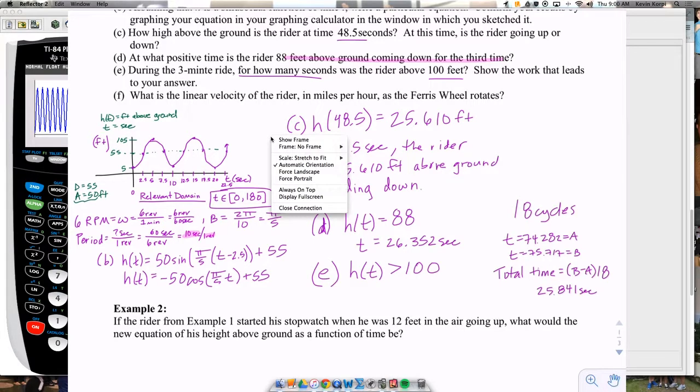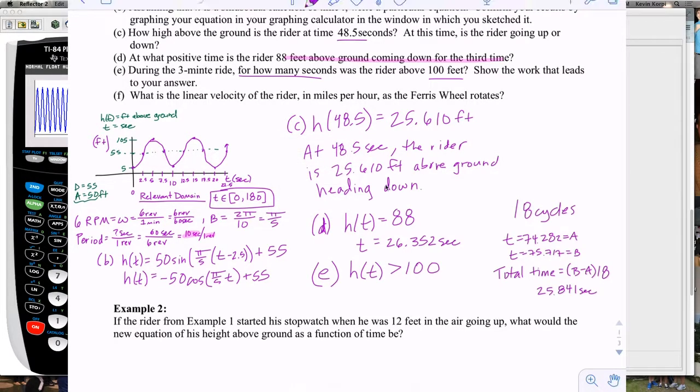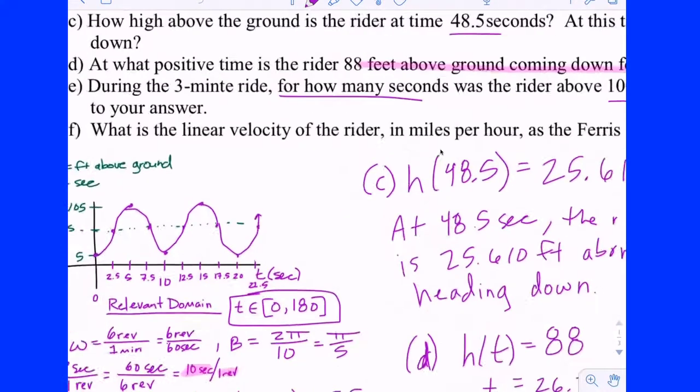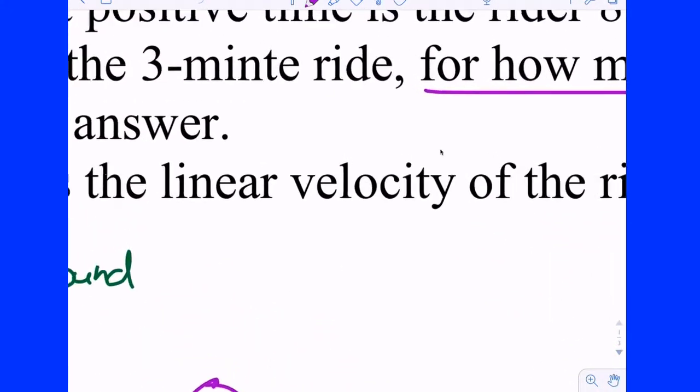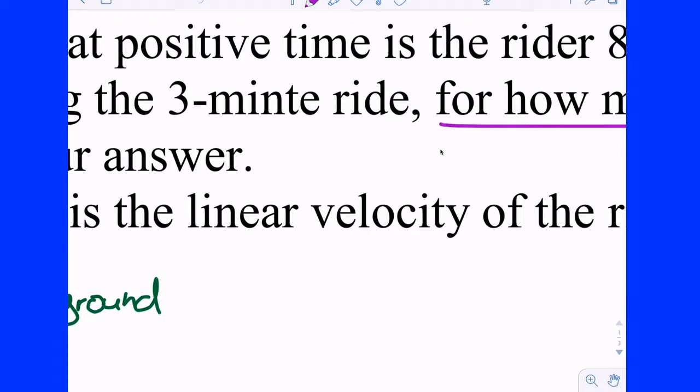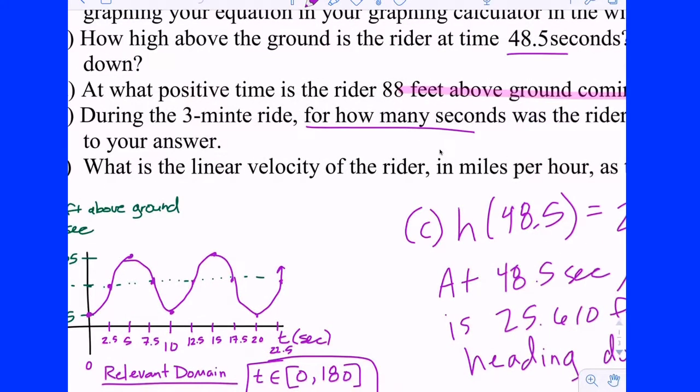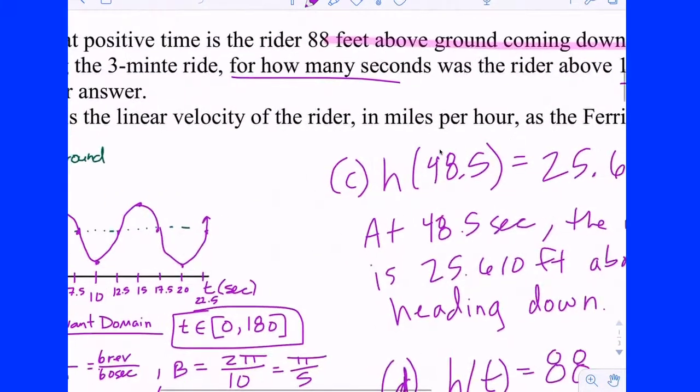Pick up with part E. And if you notice, I just caught a misspelling. Did y'all see that? During the "minty ride"... I guess he's chewing gum or something. During the 3-minute ride, for how many seconds was the rider above 100 feet?